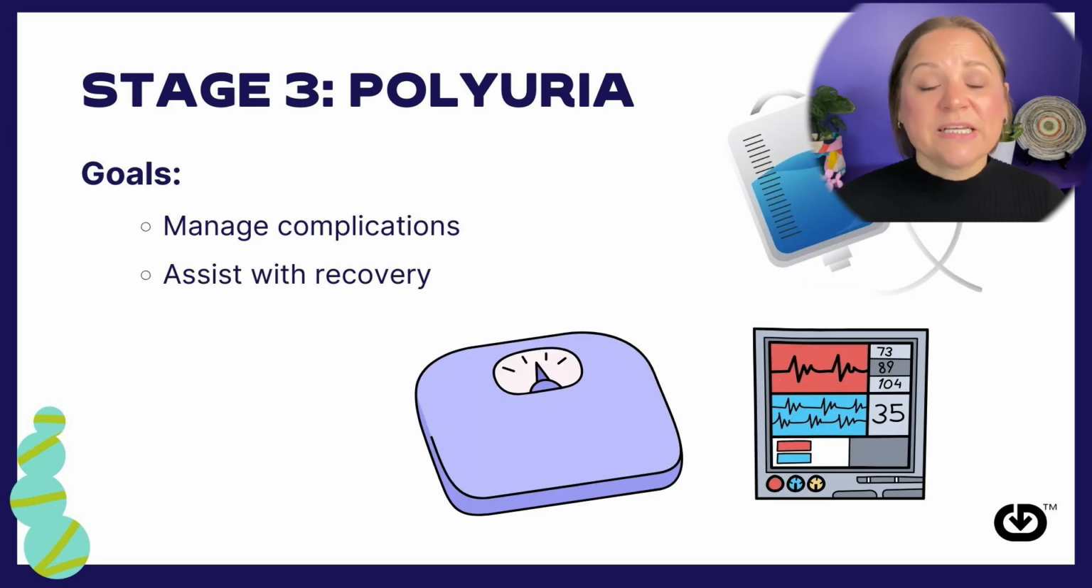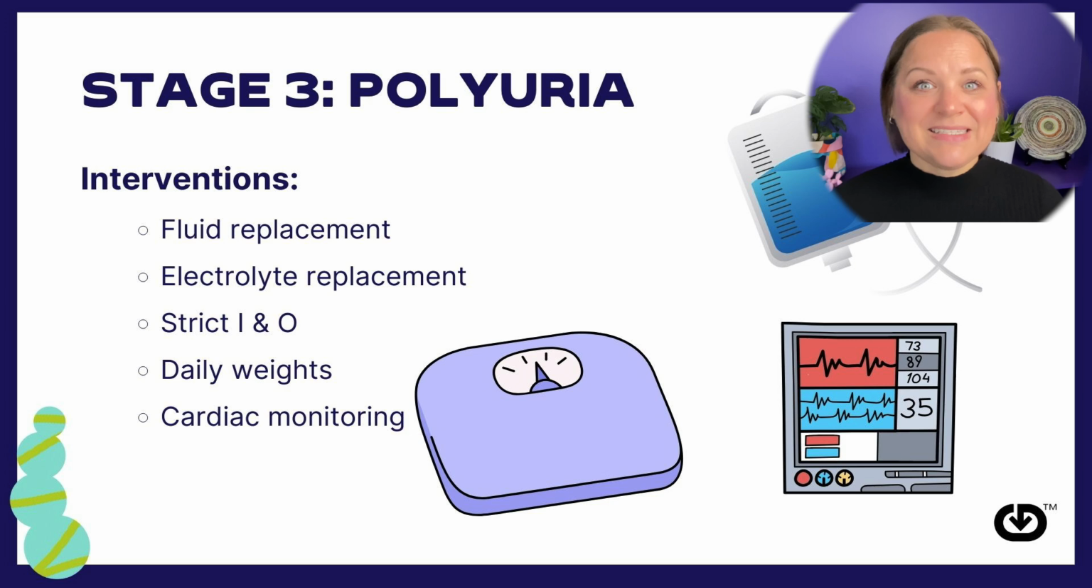These interventions include fluid replacement, which might sound crazy. We've just been doing fluid restriction and strict I&Os, and now this patient might even need IV fluids to replace all the fluid that they're losing. Electrolyte replacement, strict I&O, daily weights, and cardiac monitoring.